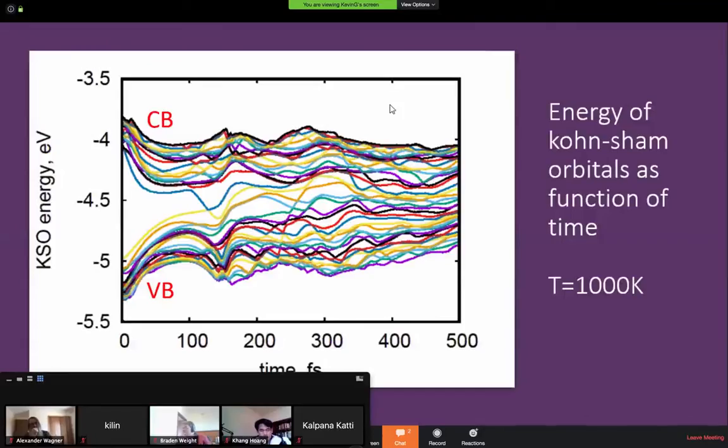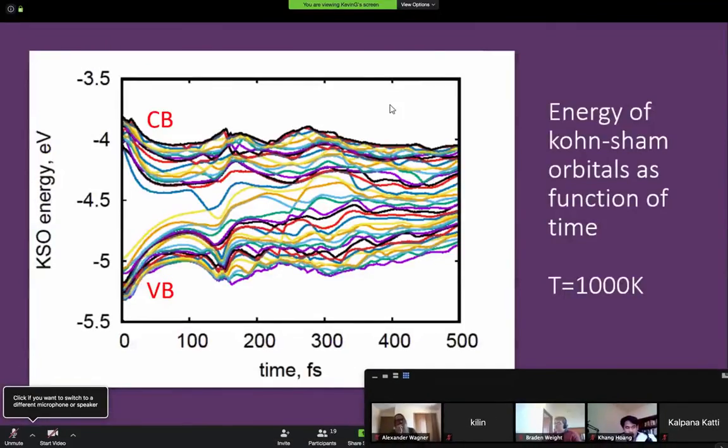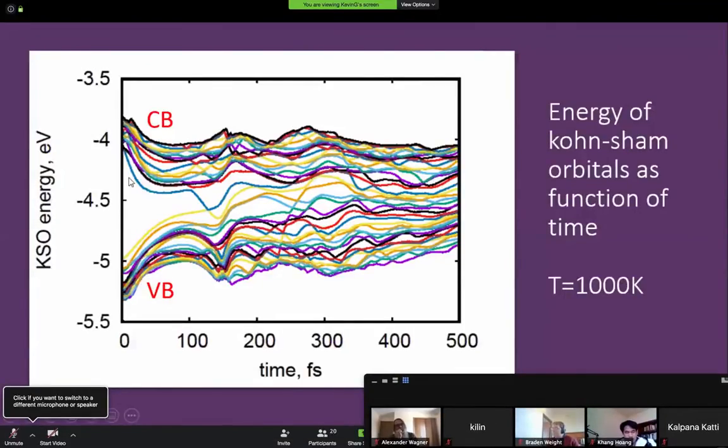Okay, and here is my fluctuation graph, or in other words, how the energy of my constant orbitals change as a function of time. I took this when the temperature was 1,000 Kelvin. Here we have my conduction band and valence band, and where my mouse is hovering, that is essentially the band gap.